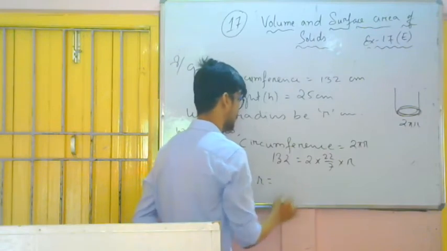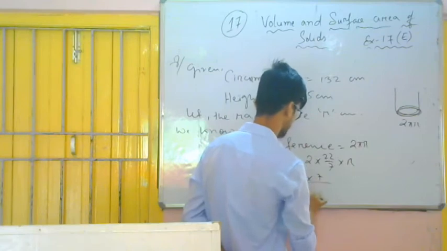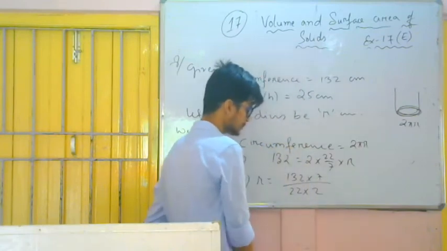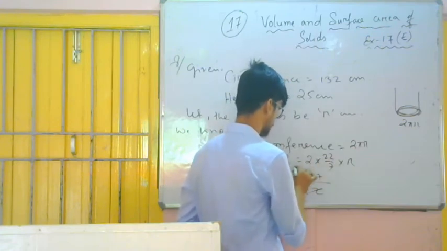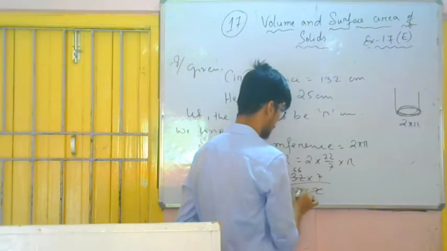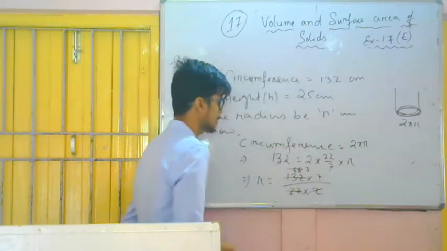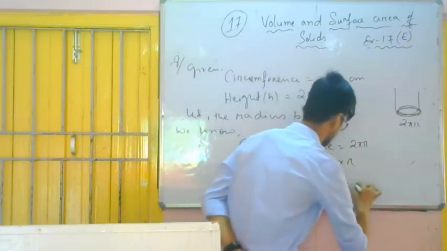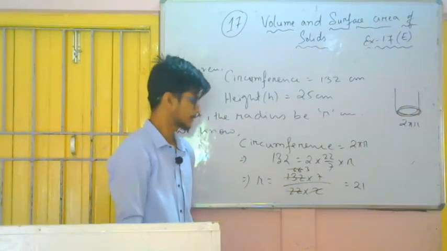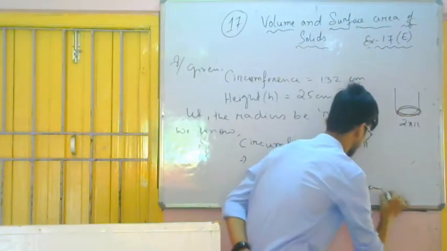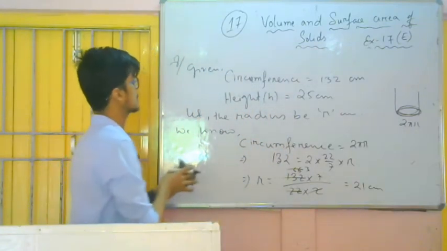If I change the side, it will be 132 into 7 divided by 22 into 2. With 2 I can cancel this one. 2 times 6 is 12, and with 22 I can cancel. 22 3s are 66, 7 3s are 21. So the radius will be 21. Therefore r equals 21 centimeter. Now I can easily find the volume.